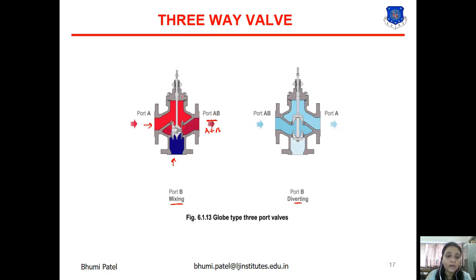Whenever the plug is on the upper side, port 2 is open, and whenever the plug is on the downside, port A is open, and this is the final result of port A and B. Now in the reverse direction, whenever the plug is on the downside, port B is the output of the system, and whenever the plug is on the upper side, the input goes through AB, and now it goes through port A.